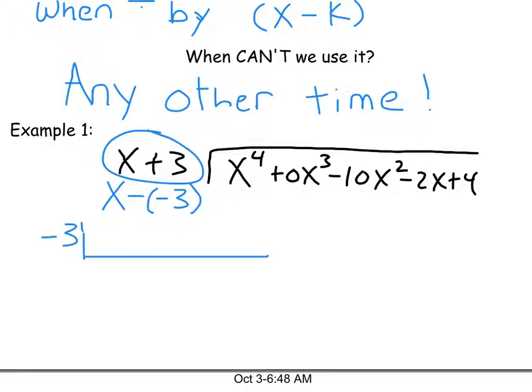And it looks kind of interesting. I set it up like this with a 1, 0, -10, -2, and 4. Just the coefficients. I then bring down the 1. The number that I bring down, I always multiply by my value of k, which is -3 times 1, which is -3.